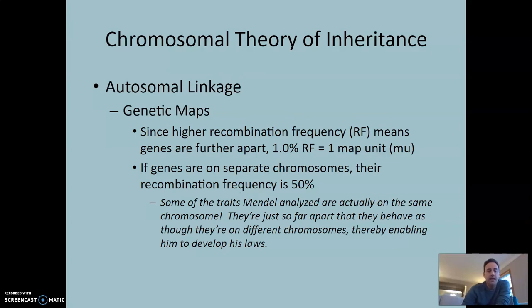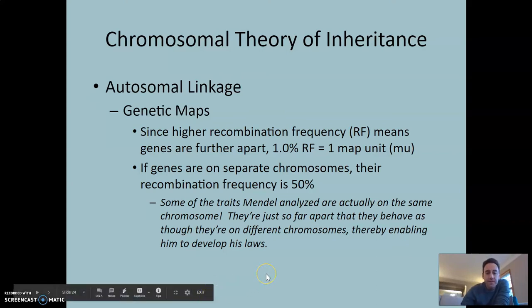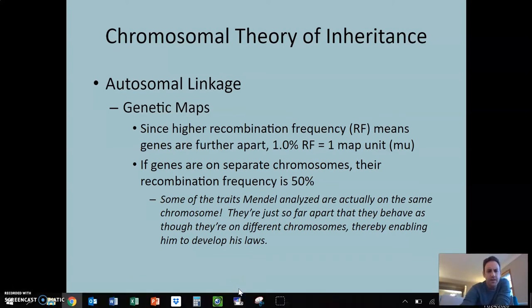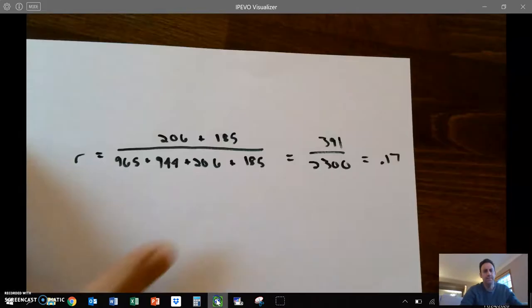And so scientists created the convention that 1% recombination frequency would be equal to 1 map unit. And then if genes are on separate chromosomes, their recombination frequency is going to be 50%. And if that doesn't make sense to you, let me explain using the dot cam.